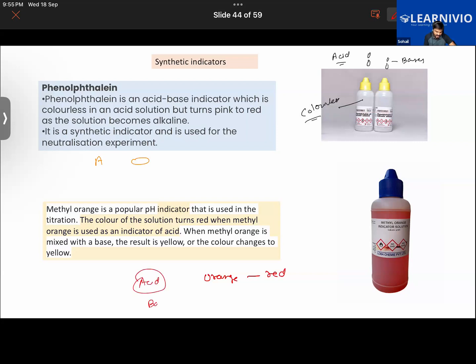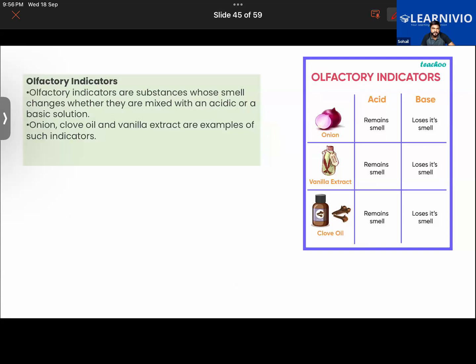But upon addition of base, what happens? From orange it will turn to yellow. Got this, everyone? So this is how the methyl orange works. It will turn red when you add acid in it, or it will turn yellow when you add base in it. So this color change signifies the presence of acid or base in the given substance. This much should be clear.